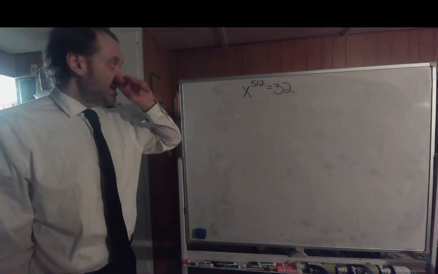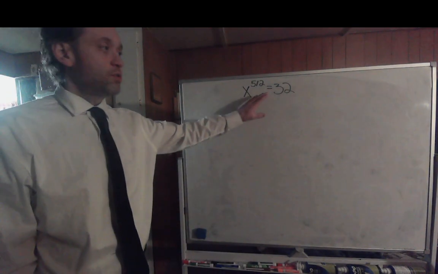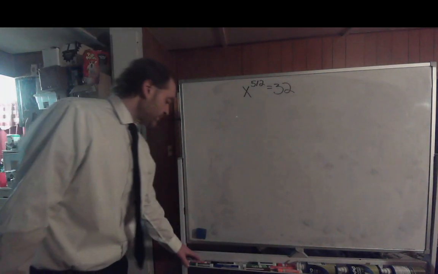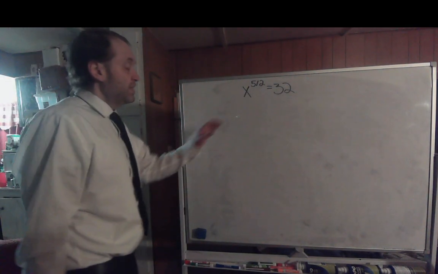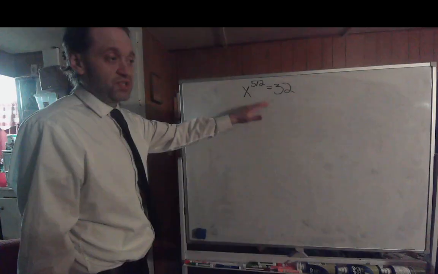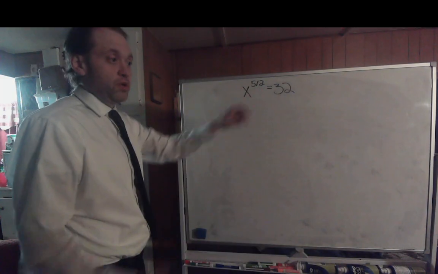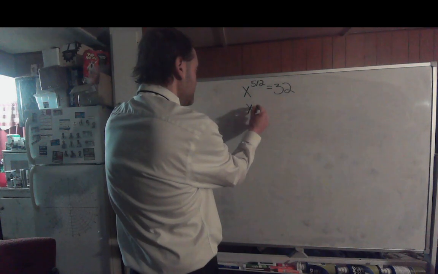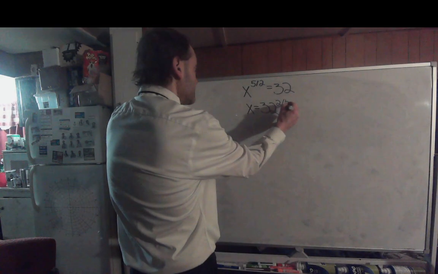So x to the 5/2 equals 32. That's the same as the square root of x raised to the fifth power. So how are we going to solve this? Well, if x is raised to the 5/2, you have to then raise both sides to the 2/5, right? That would cancel out the exponent and get x by itself. So if you do that, you'll get x equals 32 to the 2/5.